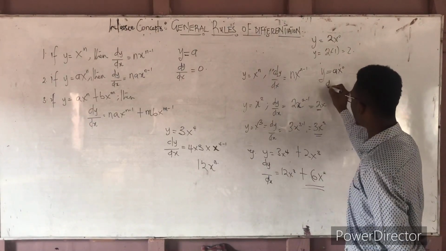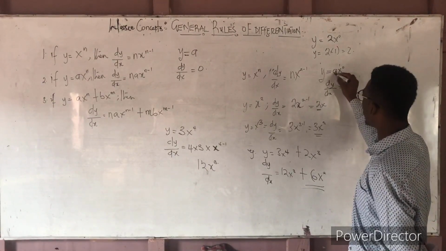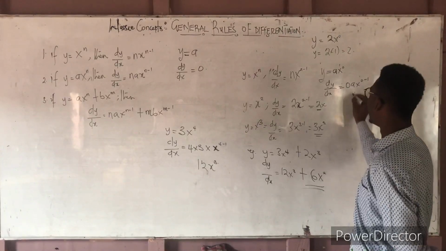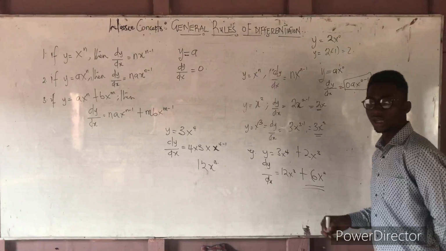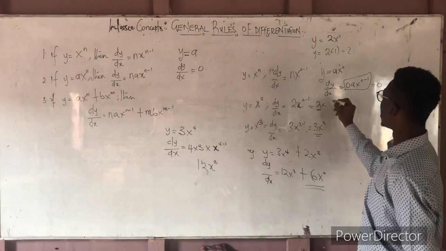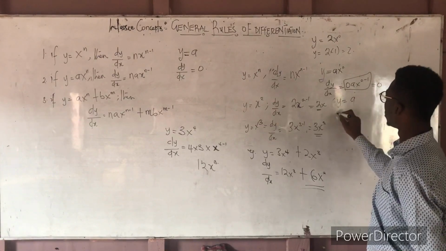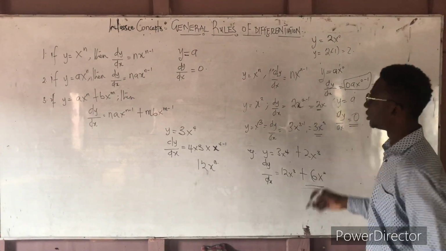So if you want to differentiate this, what you get is that the 0 multiplies everything, a x exponent 0 minus 1. And 0 multiplying everything is equal to what? Is equal to 0. That is why the derivative of a constant is always equal to what? 0.